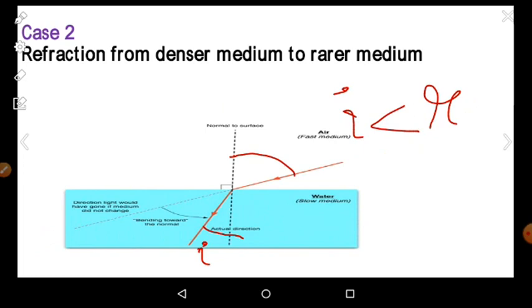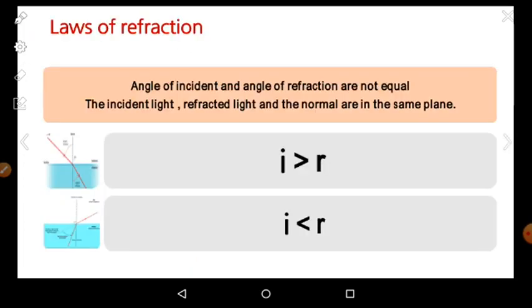So in the two cases, there is a change in the path or direction of the light. The only difference is we should observe whether the light is traveling from denser to rarer medium or rarer to denser medium. Accordingly, the laws of refraction will be followed.